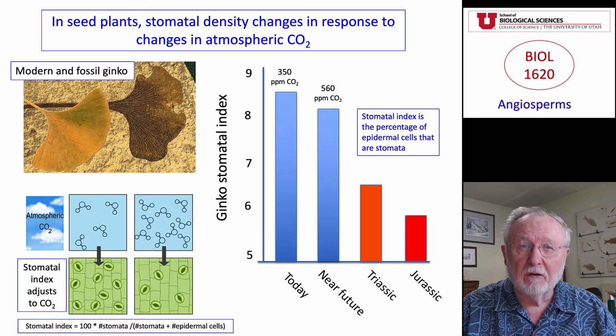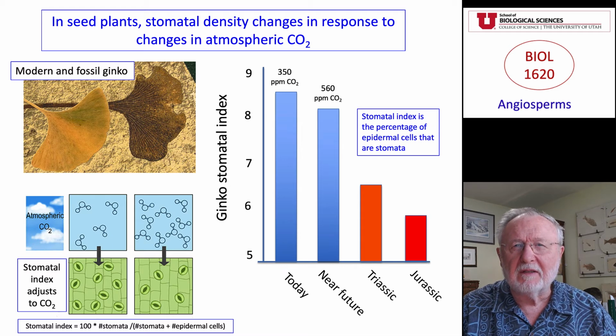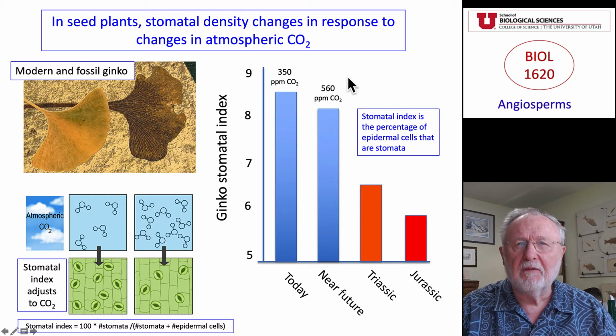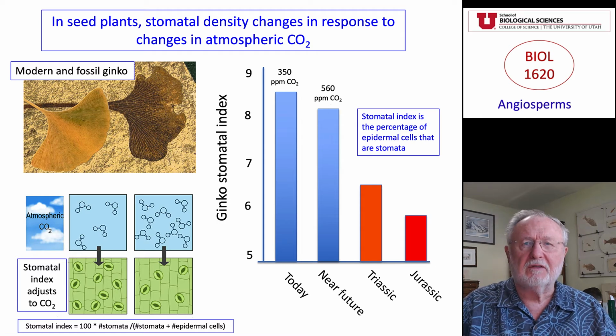When we look at those stomatal indices, what we see is that today, in a low CO2 world, the stomatal index is about 8.5. We can do experiments of raising plants at higher CO2, and then we find that under higher CO2, the number of stomata goes down, so the stomatal index decreases.